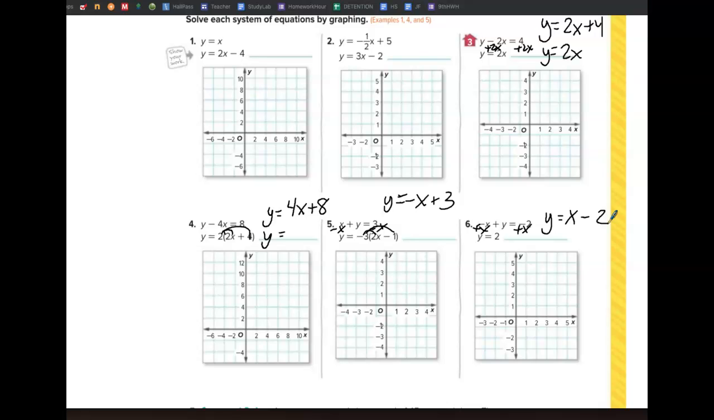A horizontal line at, well, in this one it's 5, but in the problem on the board it's going to be 2, because this is where y is 2, this is where y is 2, this is where y is 2. So that is going to be your y equals 2 line. Because you don't have a slope in that one, it's 0, right?